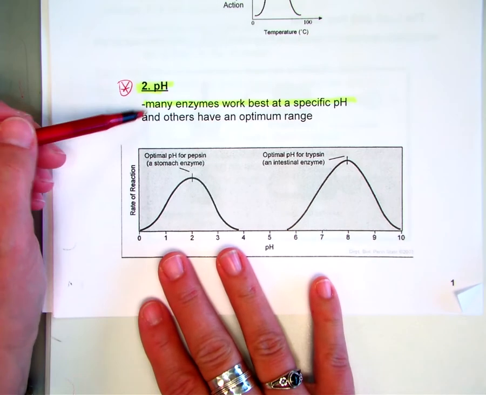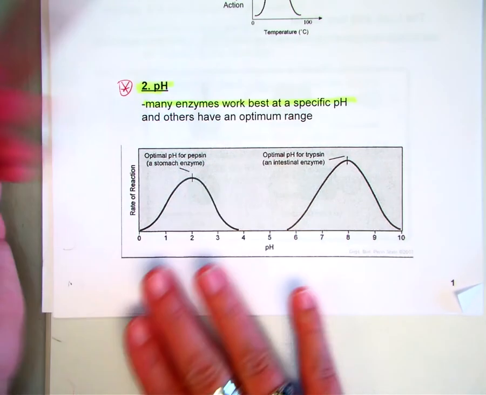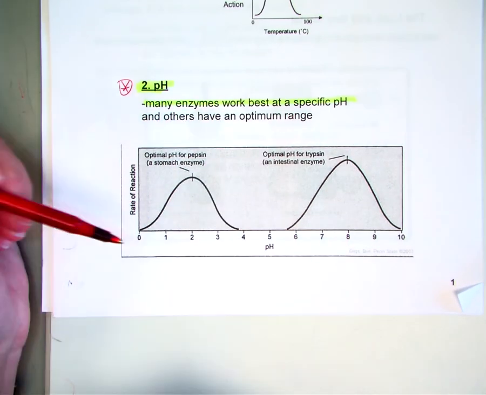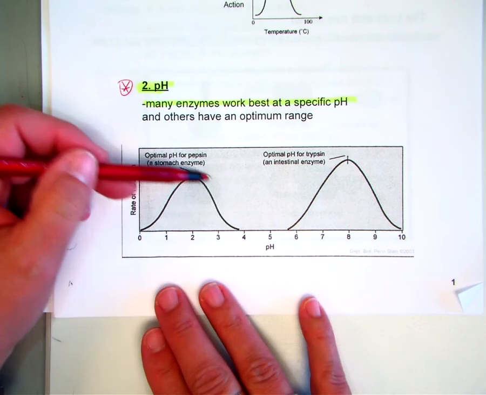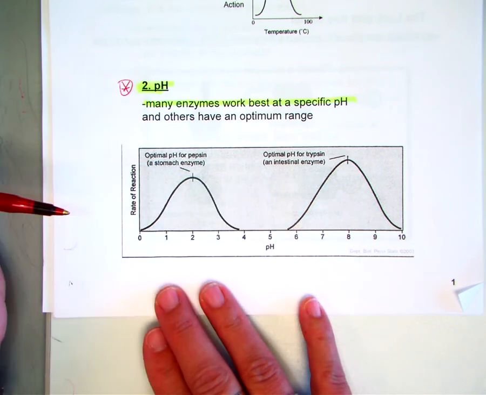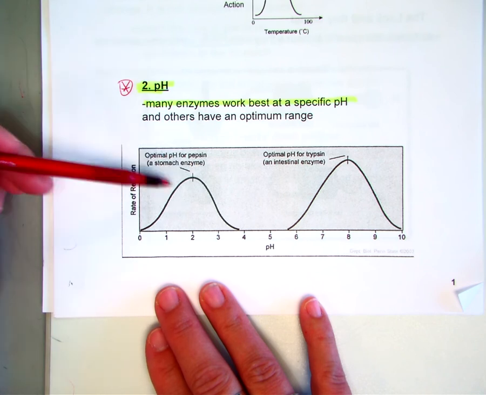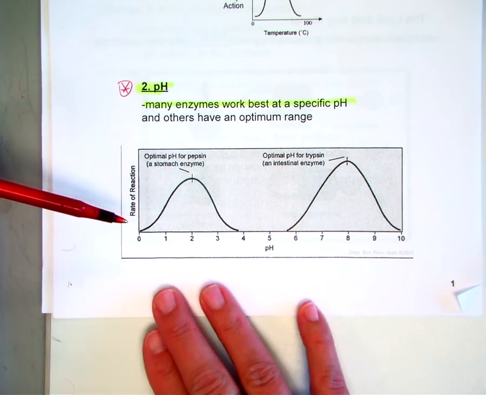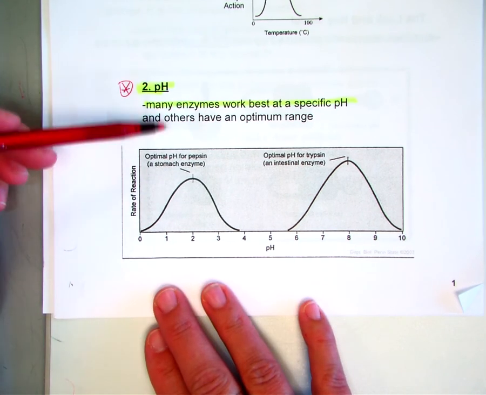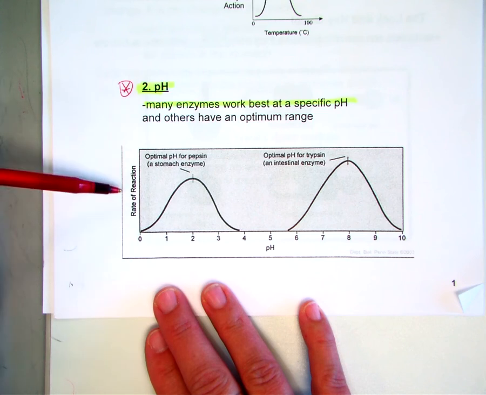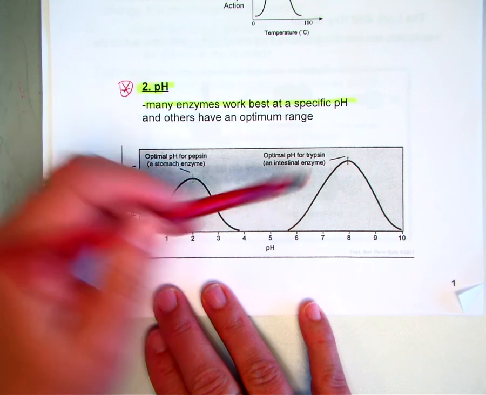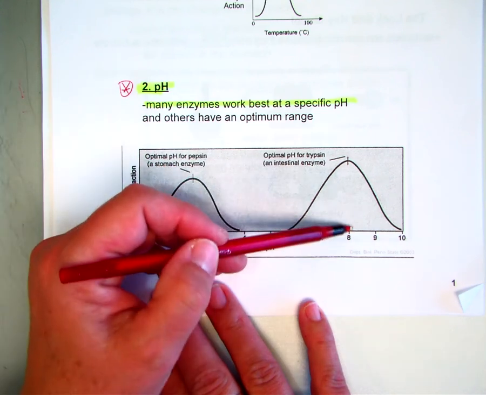Also pH, many enzymes work best at a specific pH. But there's none that you have to memorize. They have to give you a graph. They have to give you the information. So here's a couple of Regents questions. This is pepsin. So what pH is optimal for pepsin activity? So you would say 2, right, at the top. What is it for trypsin? Then you would say 8.